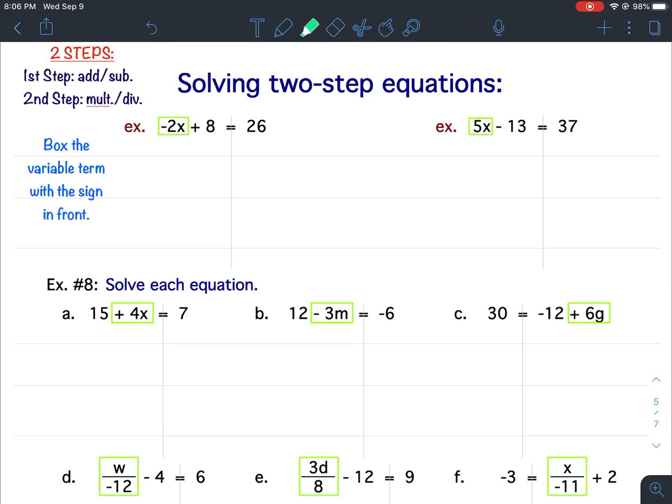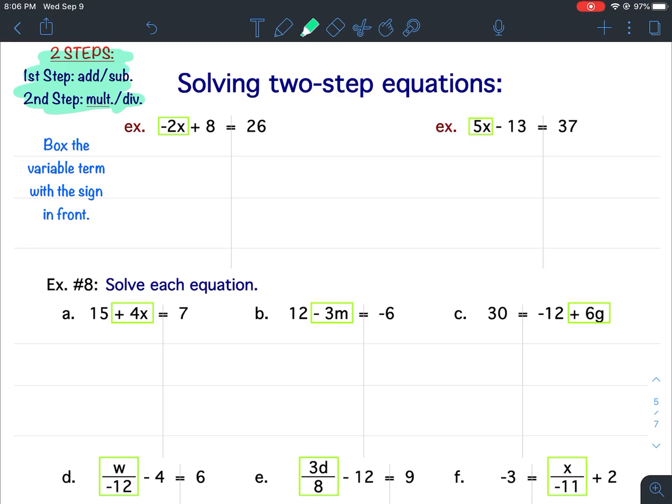The first thing I want you to do is pause your video, and I want you to write down the two steps here in the corner, and then I also want you to write down this. After you write those both down, I will explain them. So again, pause your video and do that now. Okay, so again, the two steps are first addition or subtraction, second step is multiply or divide.